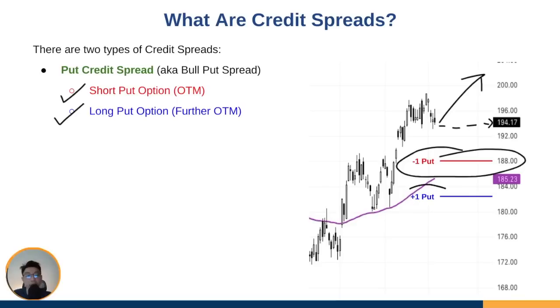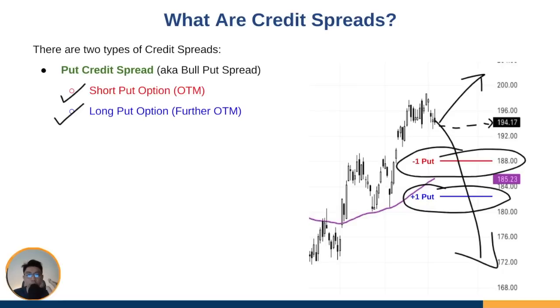So you want to buy this below where your short put is, and this is where it actually defines your risk, defines your max loss, right? So in this case, if the market goes way past, or even if the stock goes all the way to zero, you cannot lose more than where you place this long put option, right? So what it does is really limit your loss.